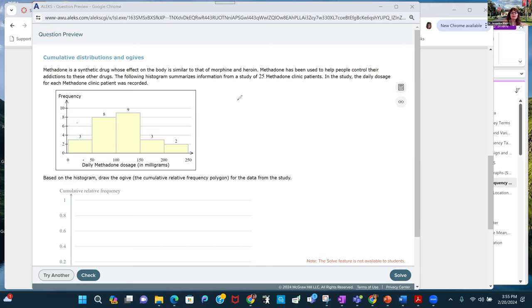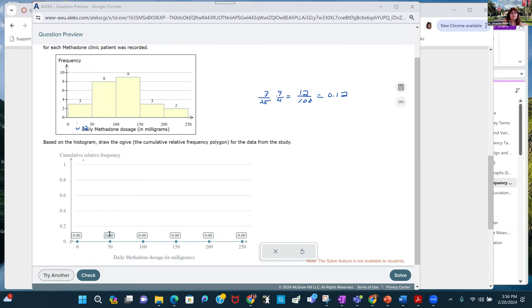So three out of 25, I don't know where I should write it. Three out of 25, multiply top and bottom by four to get 100 on the bottom. So that's 12% there. So between 0 and 50, you had 12%. Maybe I should keep it right here. You can kind of see everything.